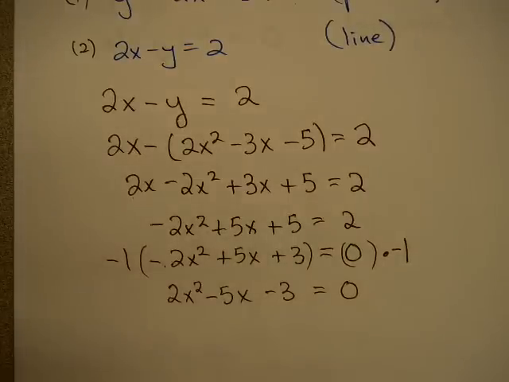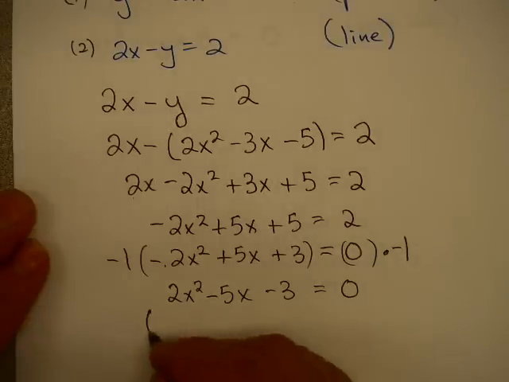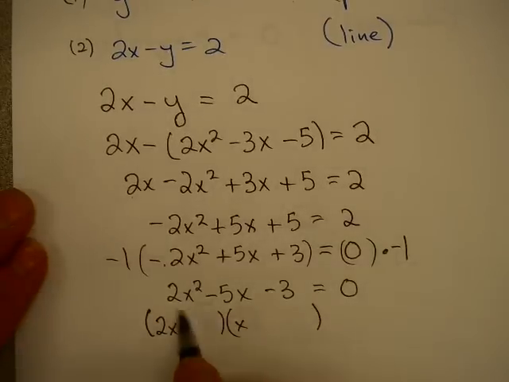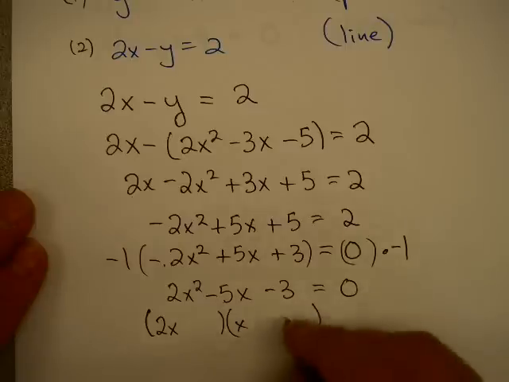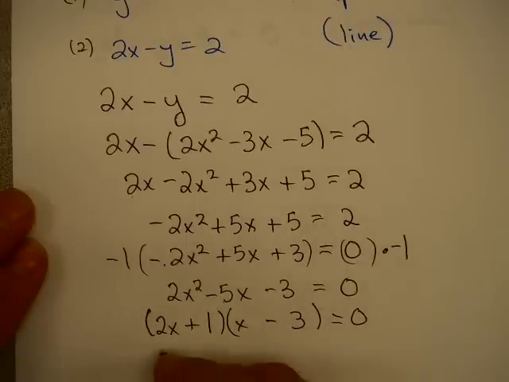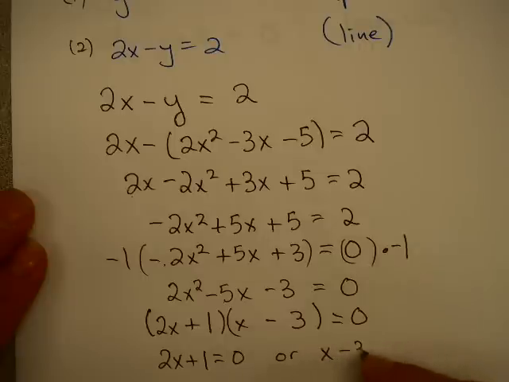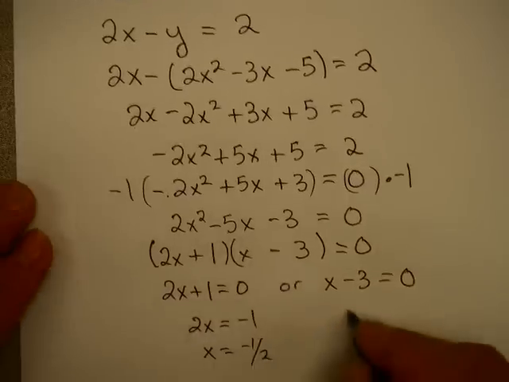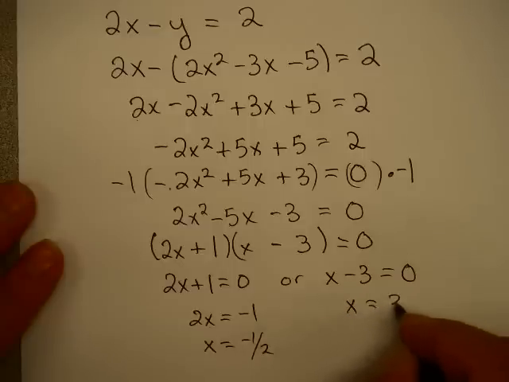I'm now going to solve this quadratic equation for possible solutions. So to do that, I need to factor. And we're looking for the factors of -6 that add up to -5. That would be -6 and 1. So this gives me the solutions 2x plus 1 equals 0, or x minus 3 equals 0. And this gives you the solution 2x equals -1, or x equals -1/2, or x equals 3.